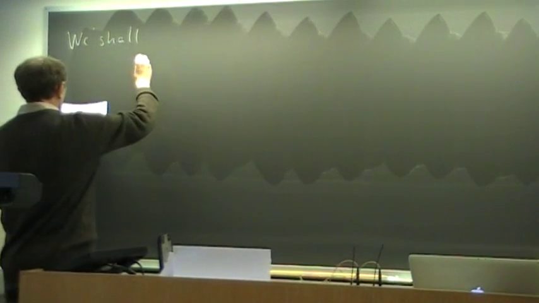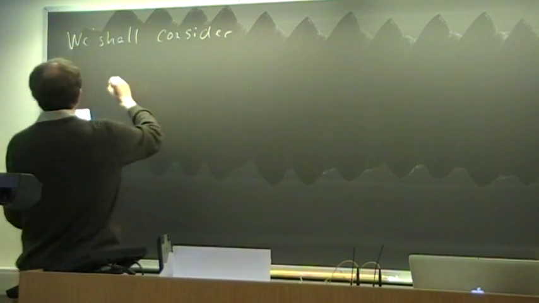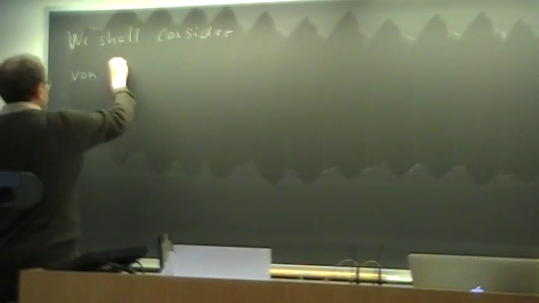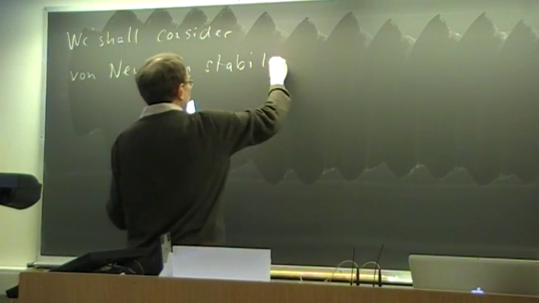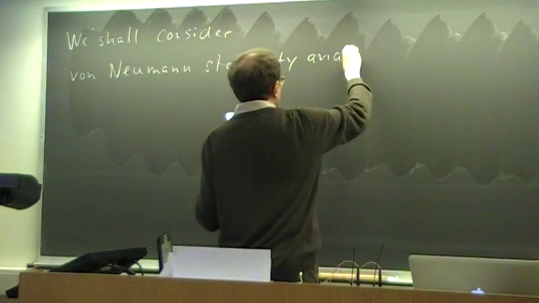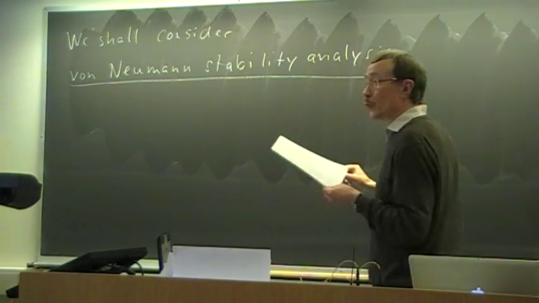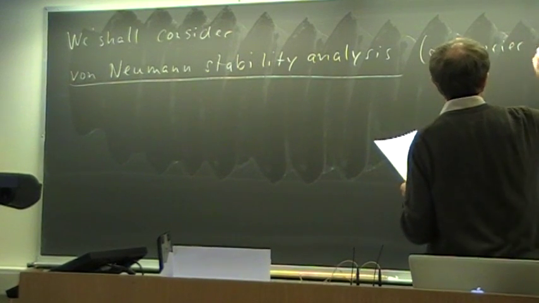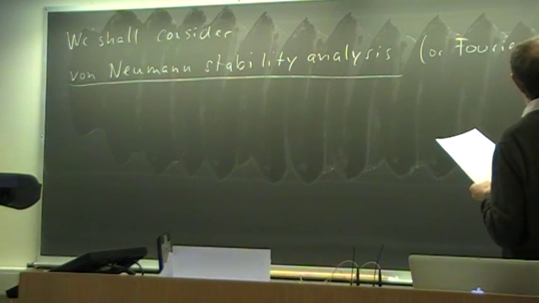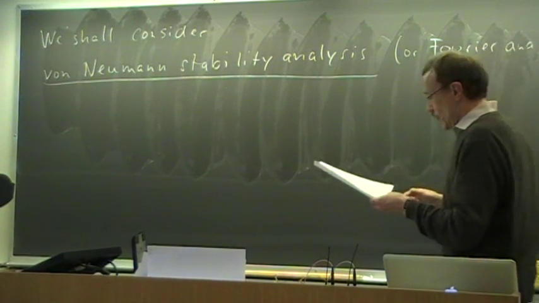So we shall consider now the von Neumann stability analysis. This is also called Fourier analysis. You will see in a minute why Fourier. First, the prerequisites.